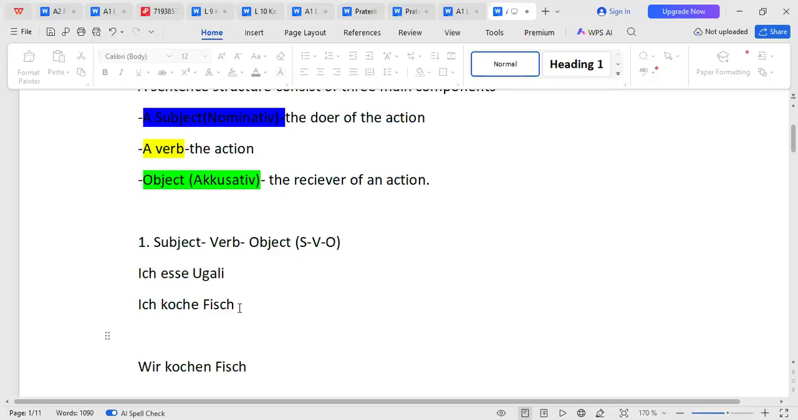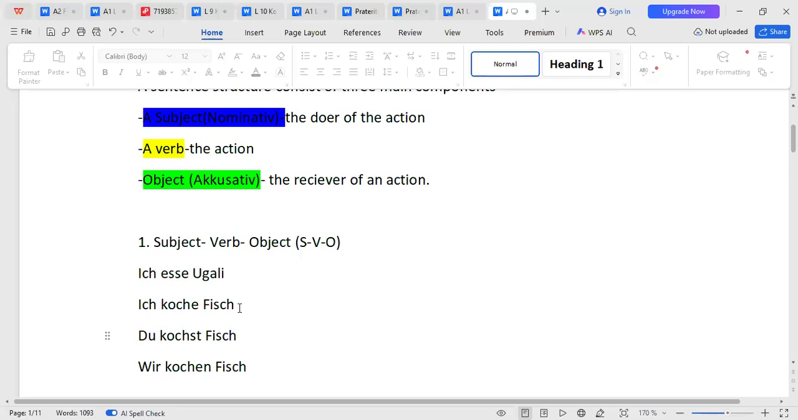Du kochst, right? The du. Not the kochst. The verb is kochen. So I told you the du: just take koch and add an st. Du kochst, then add an object, fish. That is how you communicate. Du kochst fish.